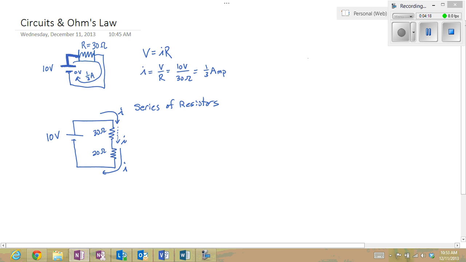So the rule is that for a series combination of resistors, the resistance of the total, or the effective resistance, I call that equivalent resistance because that's normally what we call it. The equivalent resistance, or the total resistance, is the sum of the individual resistances. So I can think of this as a new circuit which looks like this, with a single equivalent resistance in it.